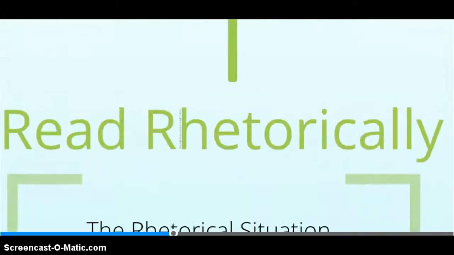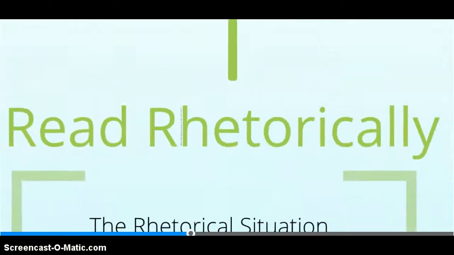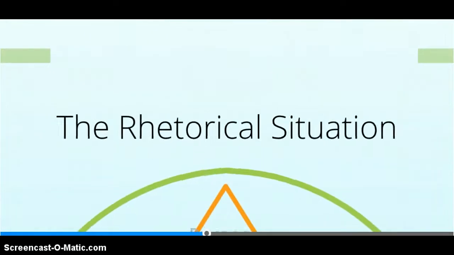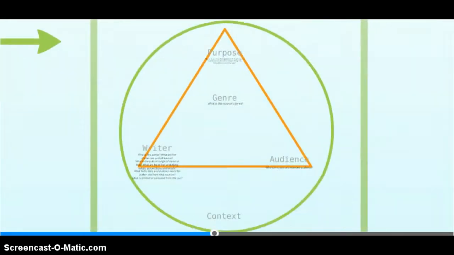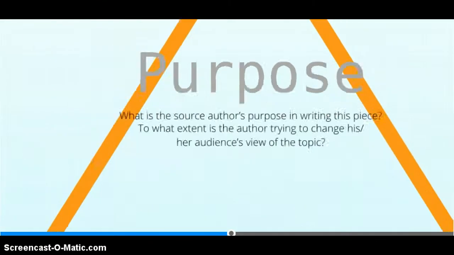Then, read each source rhetorically. Ask yourself, what might be my purpose in using this source? Likewise, think about the rhetorical situation as you try to determine what the source author's purpose was in writing the piece. Ask, what is this writer's purpose? To what extent is the author trying to change his or her audience's view of the topic?